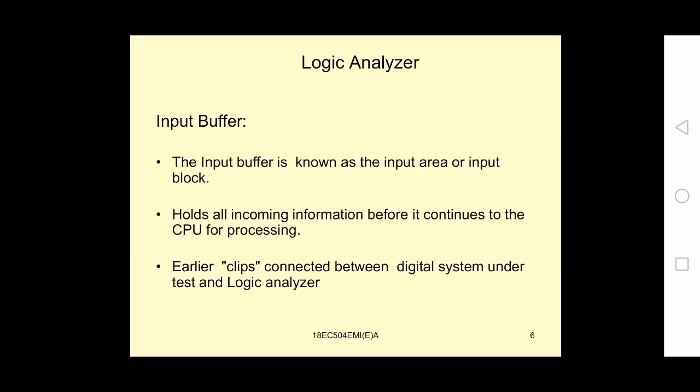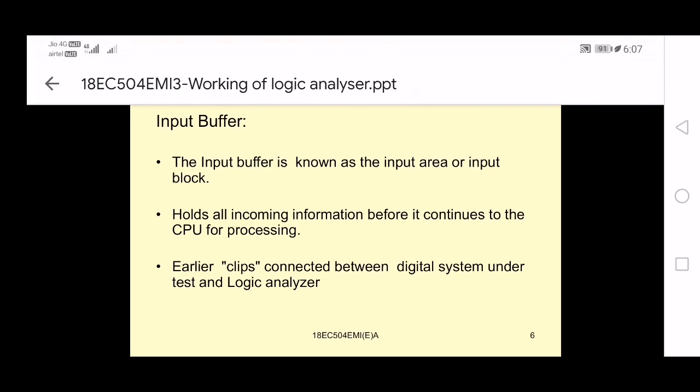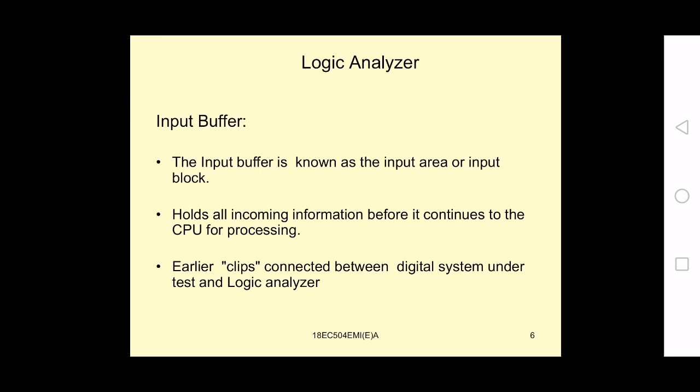So coming to the first block, input buffer. The input buffer is known as the input area or input block, and it holds all the incoming information before it continues to the CPU for processing. In the earlier days, we connected clips between the system under test and the logic analyzer. These clips generate capacitance. That means capacitance loading happens when we use clips to connect the system under test with the logic analyzer.